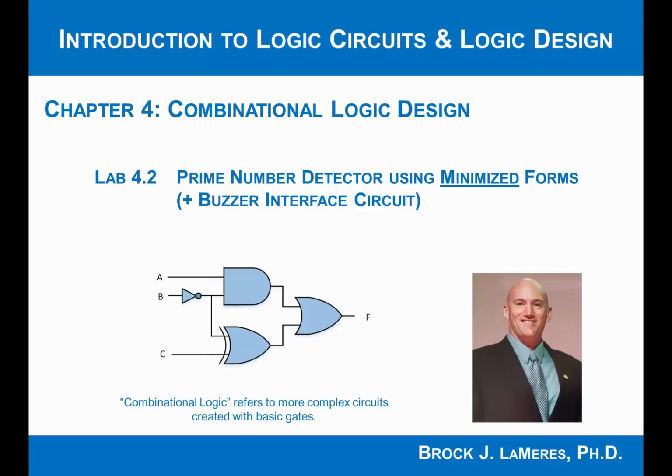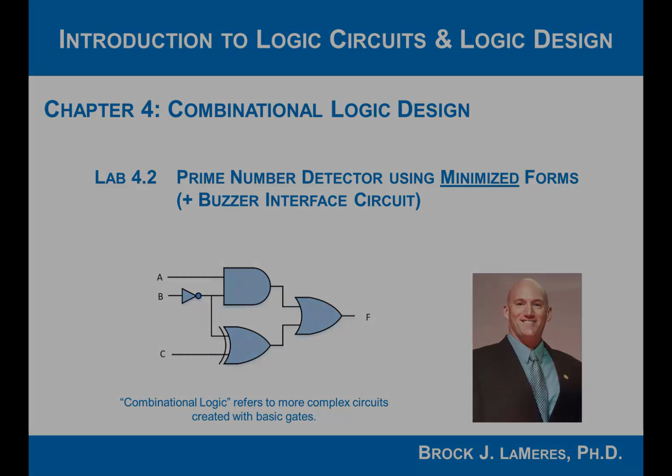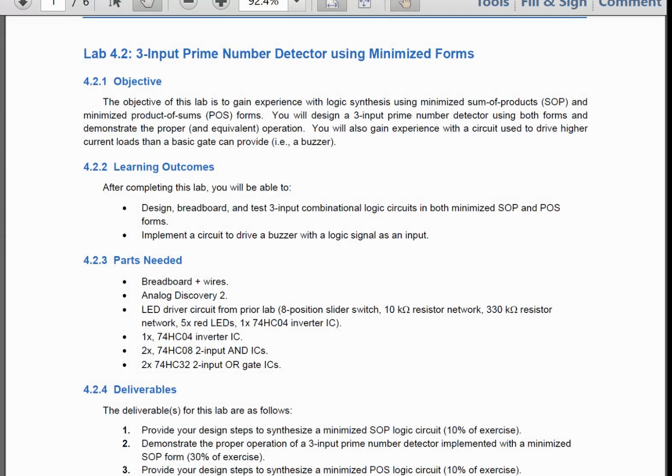In this video, we're going to go over lab exercise 4.2, which is to implement a 3-input prime number detector, but this time using a minimized form for our logic circuits. We're going to use K-maps this time in order to derive both a sum of products and a product of sum minimized logic expression. This is going to show us that we can implement the same type of logic functionality but using a circuit that has far fewer gates.